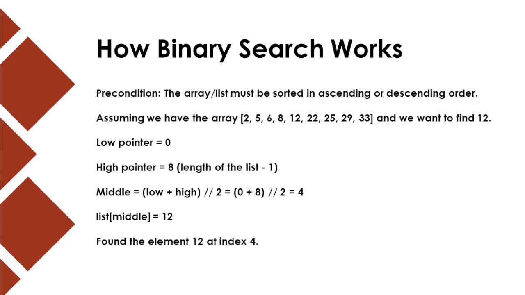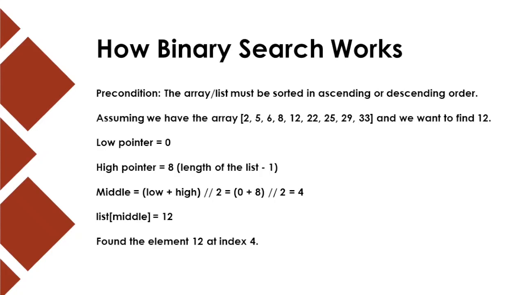Now, the mid is going to be this low plus high, and then on that summation we do a floor division with 2. The value that we get is going to be our mid pointer. Then we query the list at mid, and we see that that particular value is what we're looking for. You can see we found the element 12, which exists at index 4.